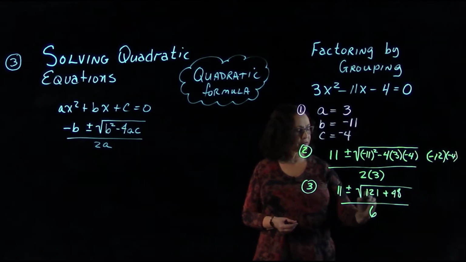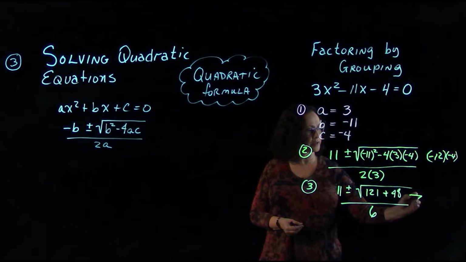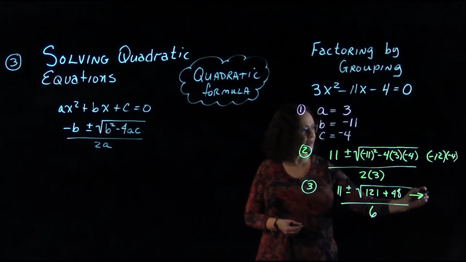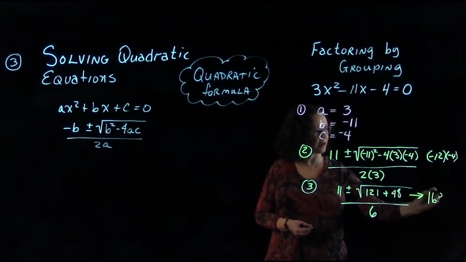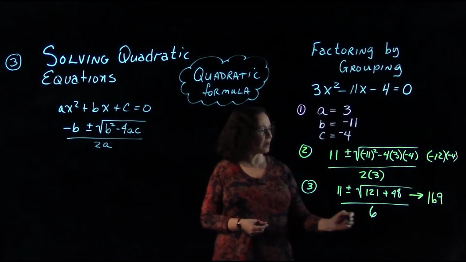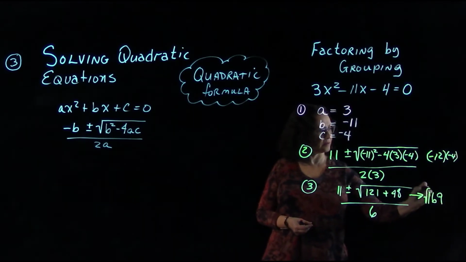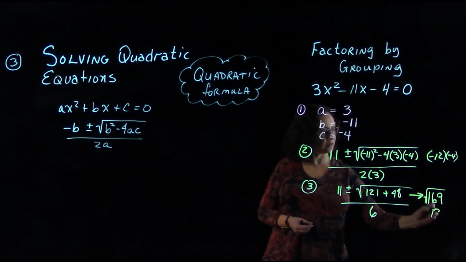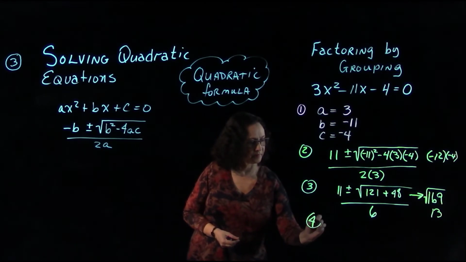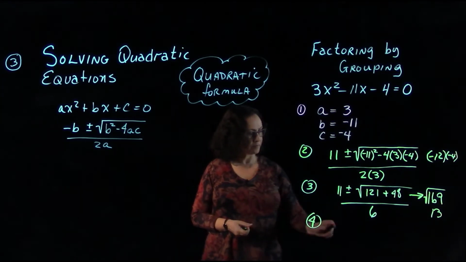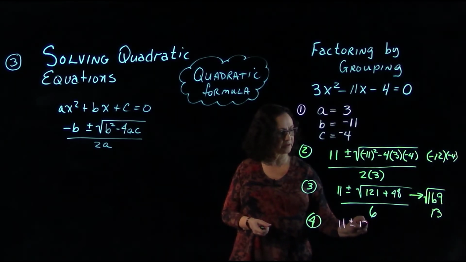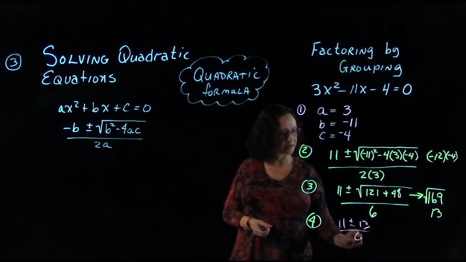And now we're going to find what's underneath the square root sign. We have 121 plus 48, which gives me 169. The square root of 169 is 13. Step 4, we have 11 plus or minus 13 over 6.